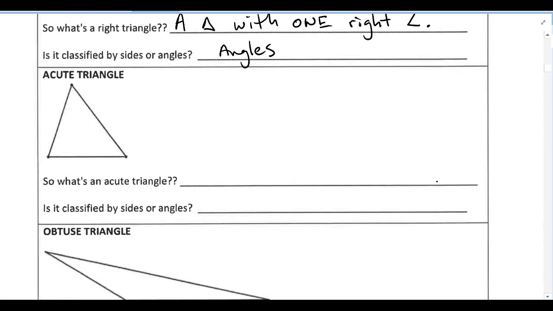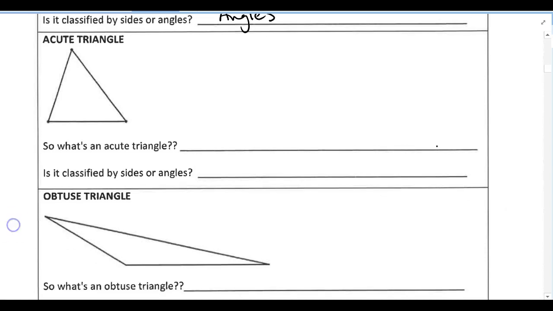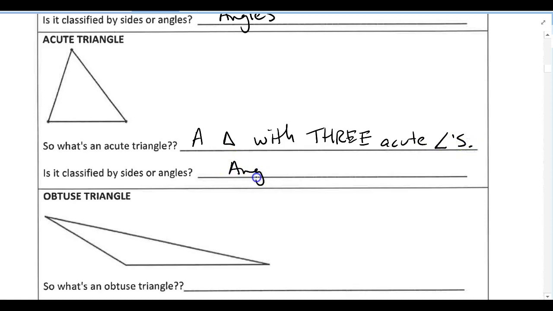Next we have an acute triangle. Remember, always pause the video if it's going too fast for you or you need to ask a question. What's an acute triangle? This is a triangle with three acute angles. Okay, again, we're classifying it by angles. We're talking about the acute angles of it. So all three of these angles are less than 90 degrees.